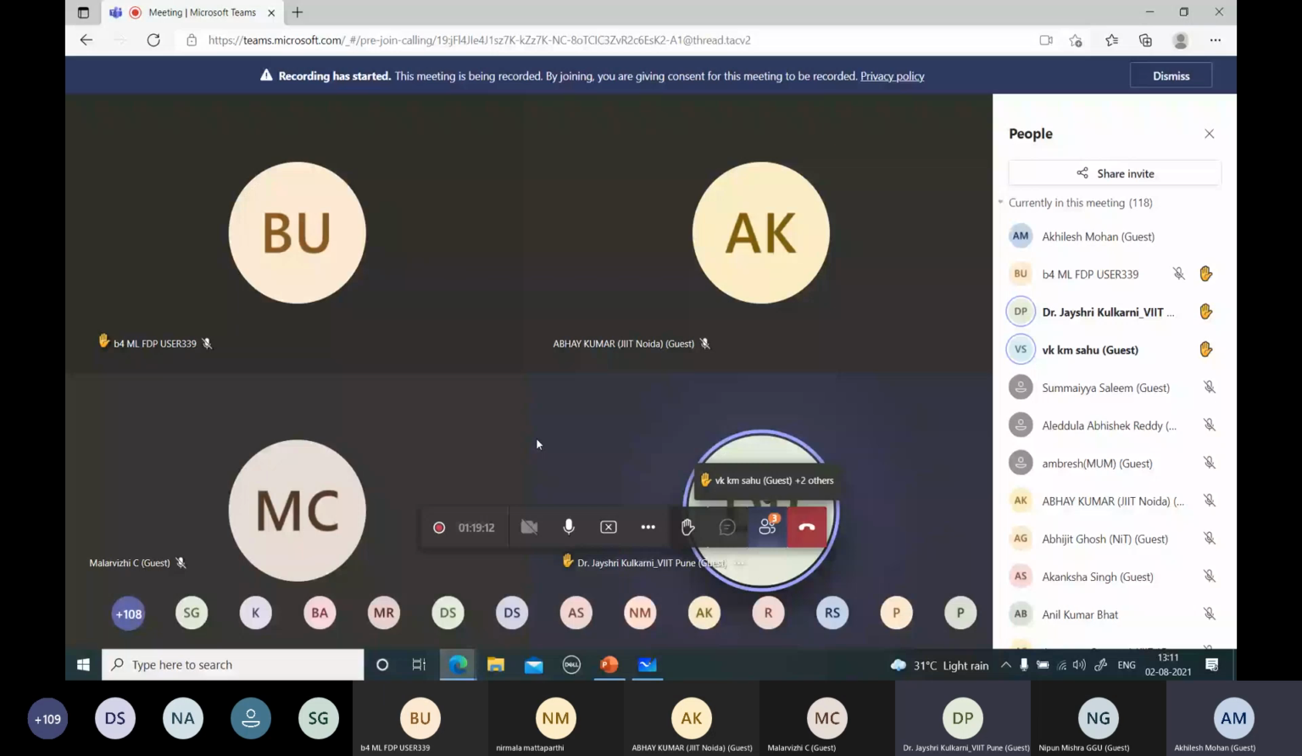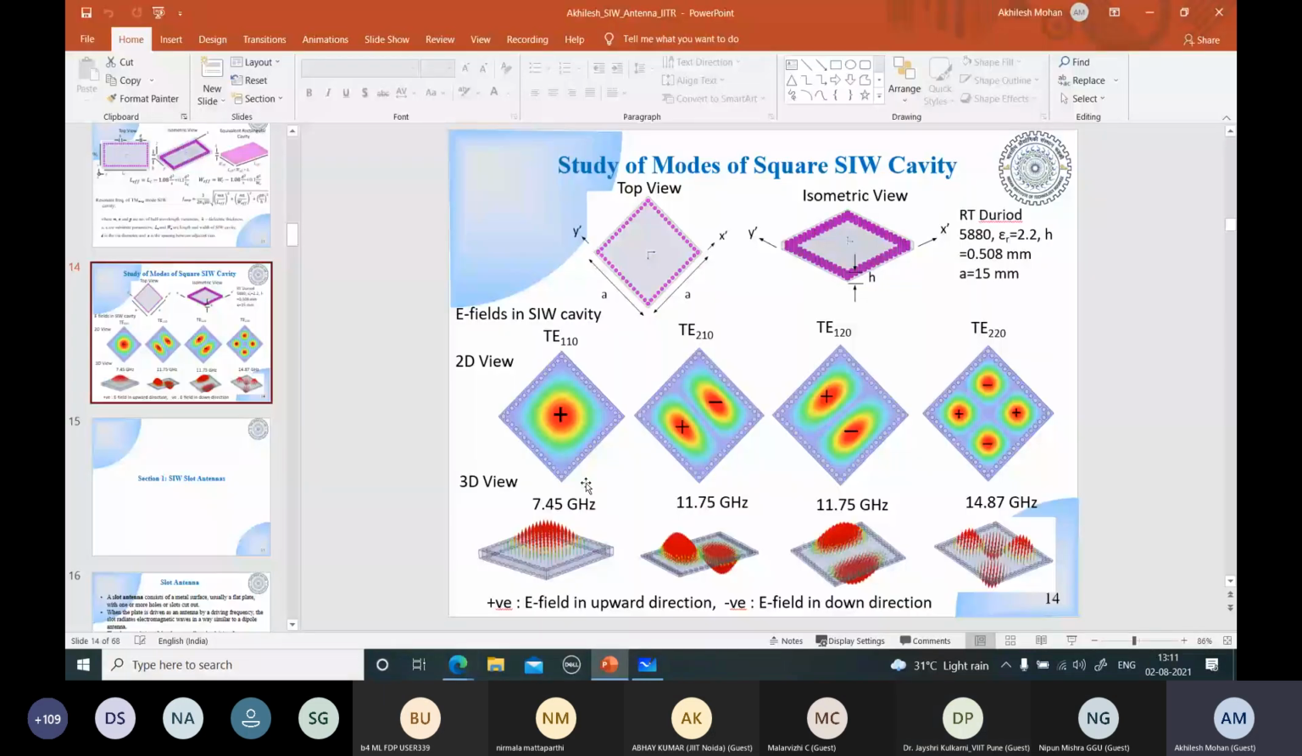Because of the understanding, because it has the field pattern like TE, that is why we call it TE110 mode. 110 means one half wavelength variation in the x direction, one half wavelength variation in the y direction, and no variation in the z direction. To have the understanding, I will not call it TE110, I will call it mode 1, mode 2, mode 3, no problem. To get the resonating frequency, you will have to use this formula.